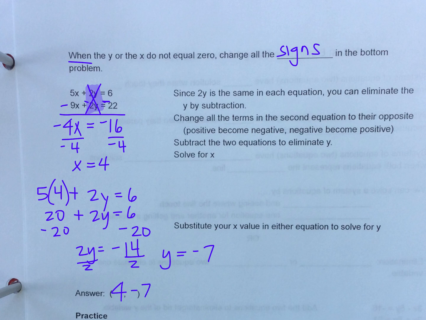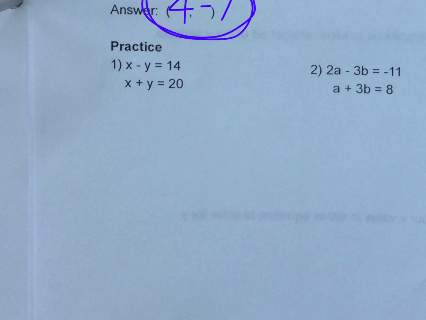I'm going to put a negative 7 right here. And if I were to graph those lines, that's where they would cross, and they have one solution. Alright, we're going to do 3 practice problems, and then it'll be your turn.